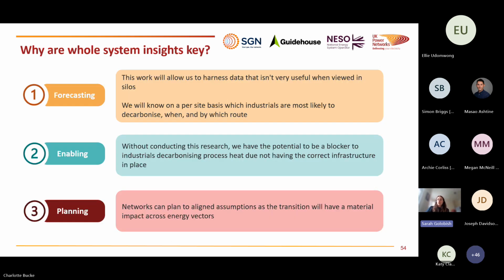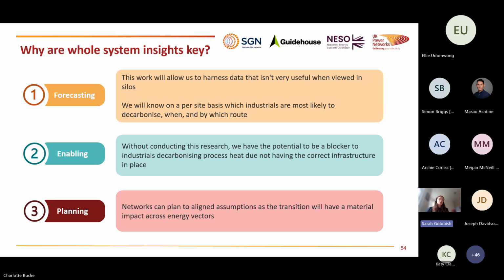So for this project, working across the energy system has been really critical for 3 reasons. First, it improves forecasting. Sharing data between organizations is allowing us to unlock value from data which has less value in silos. This will allow us to model on a per-site basis how industrials are likely to decarbonize.